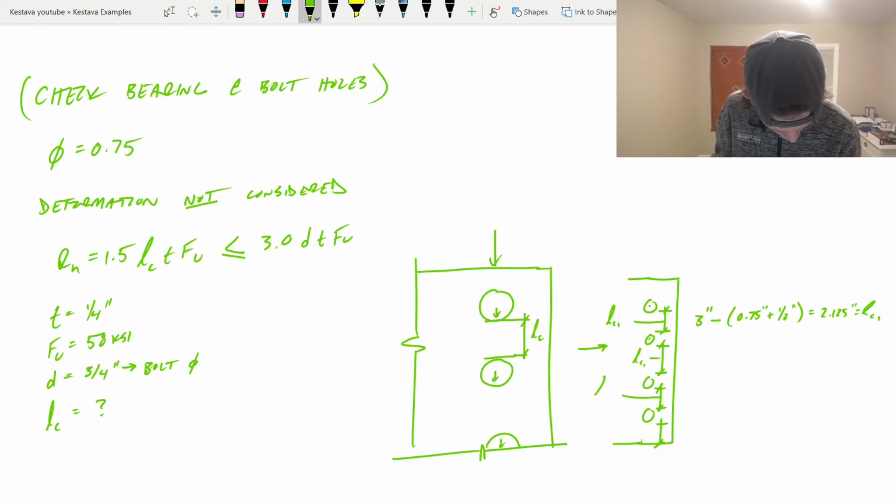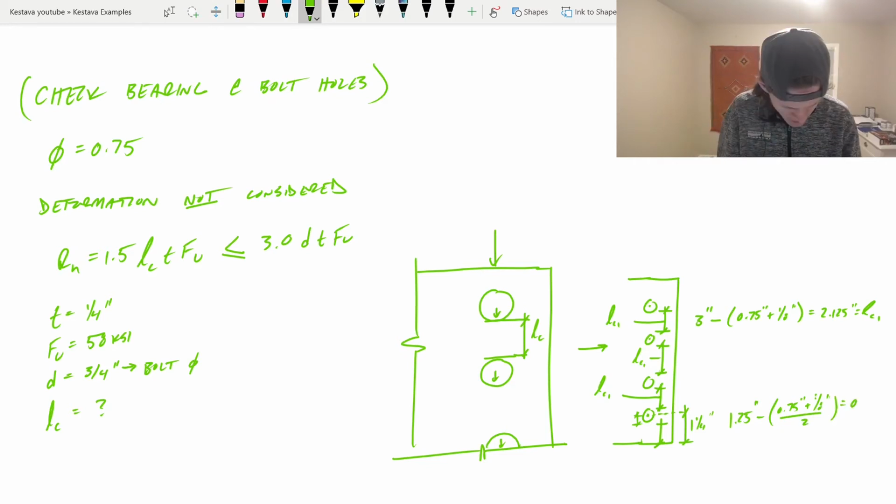So that would be LC1, LC1, and LC1. But at the bottom here, we know that the distance from the center of the bolt to the edge of the plate in this instance is 1 1/4 inch. And we need to subtract half of a bolt diameter, so we just need to subtract out that little bit of it. So that's going to be 1.25 inches minus (0.75 inches plus 1/8 of an inch) divided by 2, which is going to equal 0.8125 inches. And that we'll call LC2.